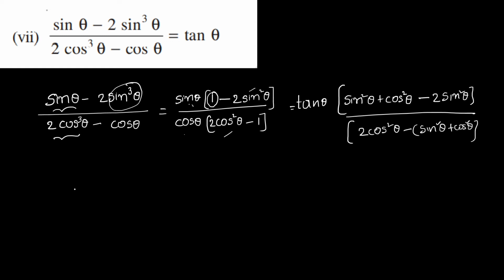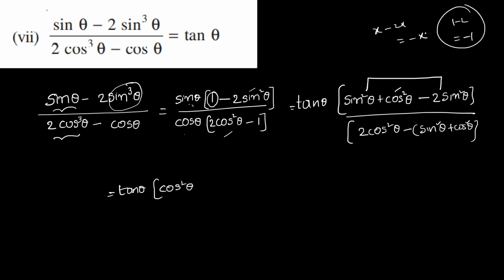Now solve for the term which is inside the brackets. Sin square plus cos square is there, I will write cos square, and see here sin square minus 2 sin square. What is the value of x minus 2x? It will become minus x. Because 1 minus 2 is minus 1, so sin square minus 2 sin square I can write as minus sin square.